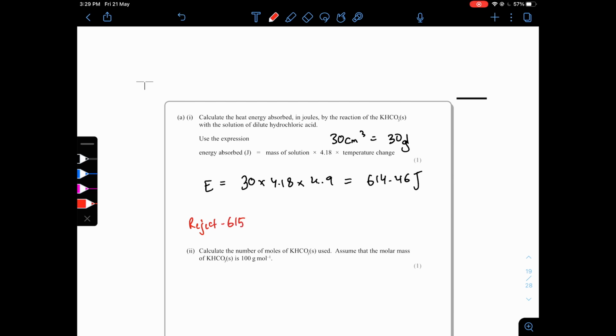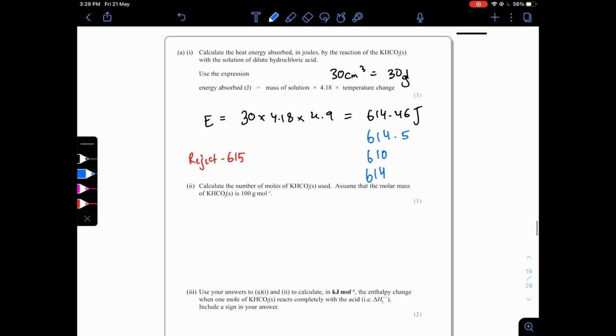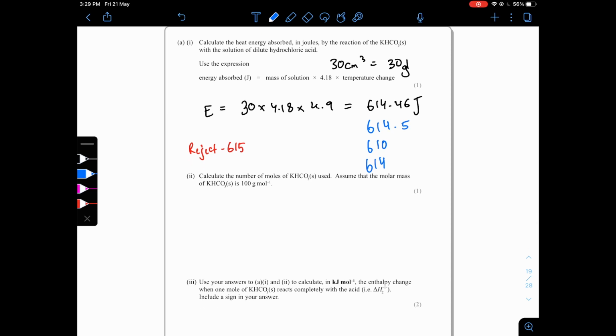That's fine, but in the mark scheme they do tell us to reject 615, so you can't round upwards. You can round it to 610, you can round it to 614.5, you can round it to 614. They're all right answers, but you reject 615 joules. And also obviously you reject kilojoules, because it's not kilojoules.